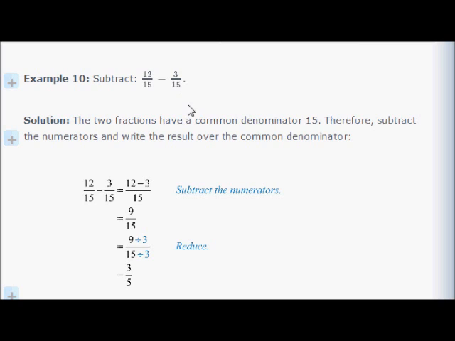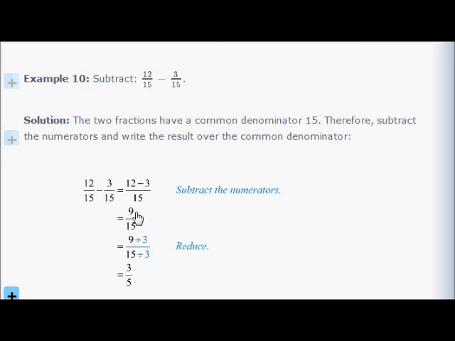So you have a couple 3s up here, and you have a single 3 down here, and so you can cancel one of the 3s up here with the 3 down here. So you divide by the GCF. Up here, 9 divided by 3 is 3. Down here, 15 divided by 3 is 5.